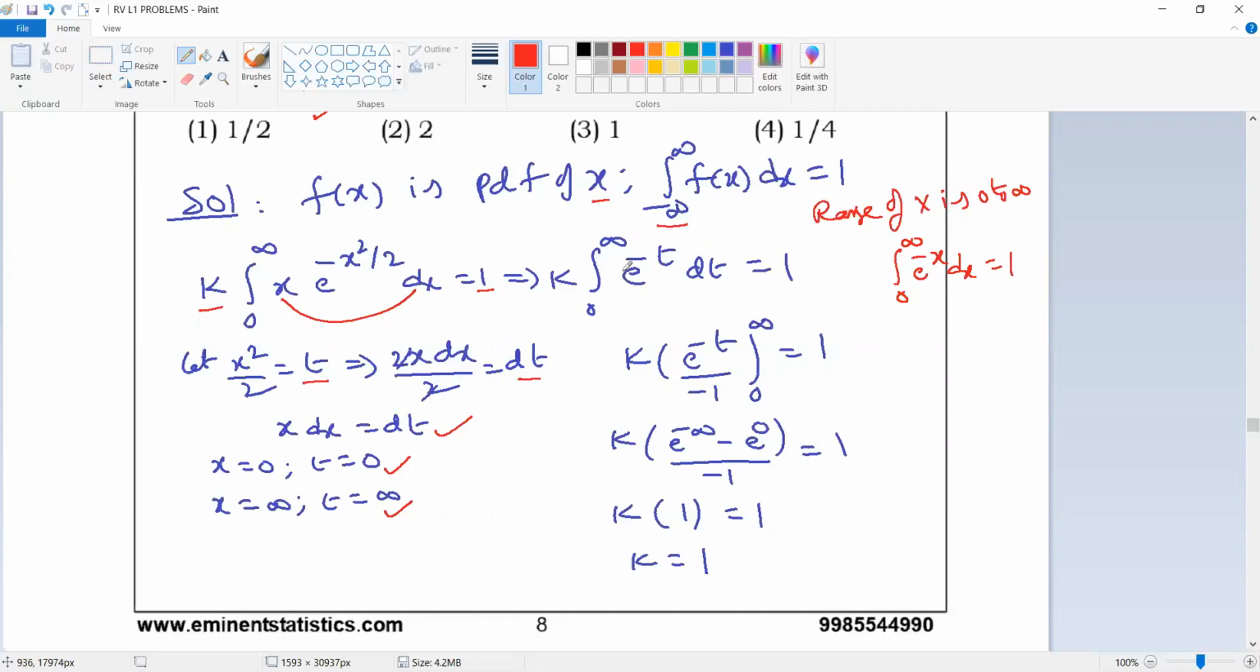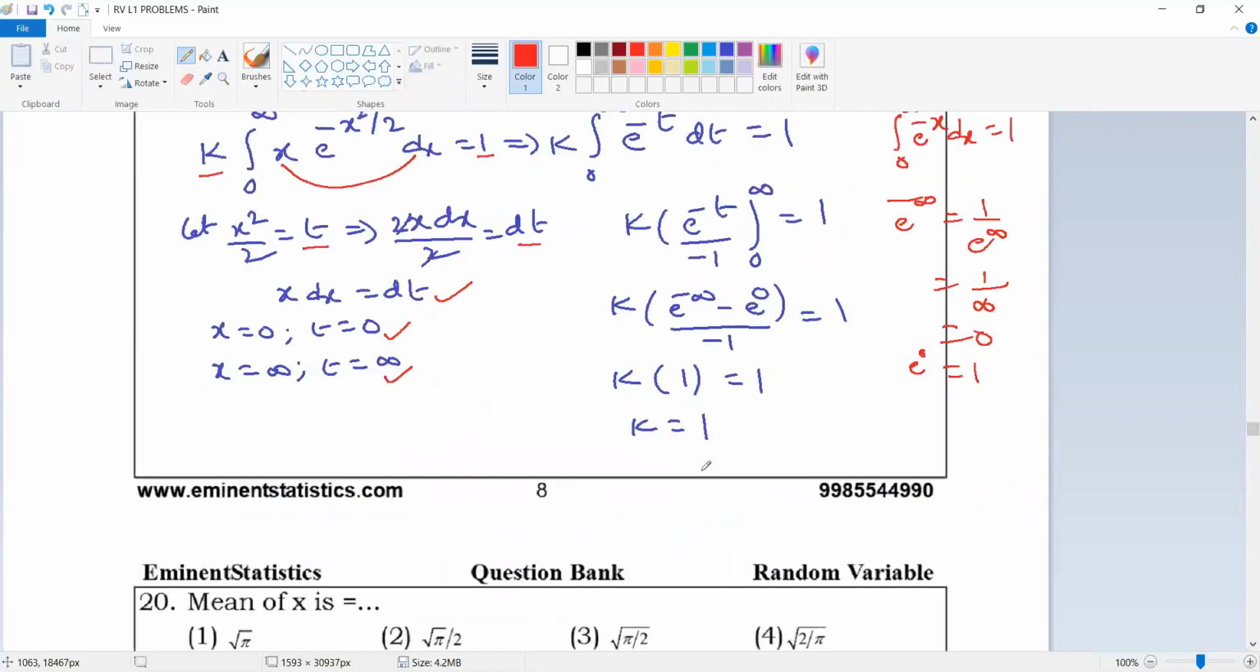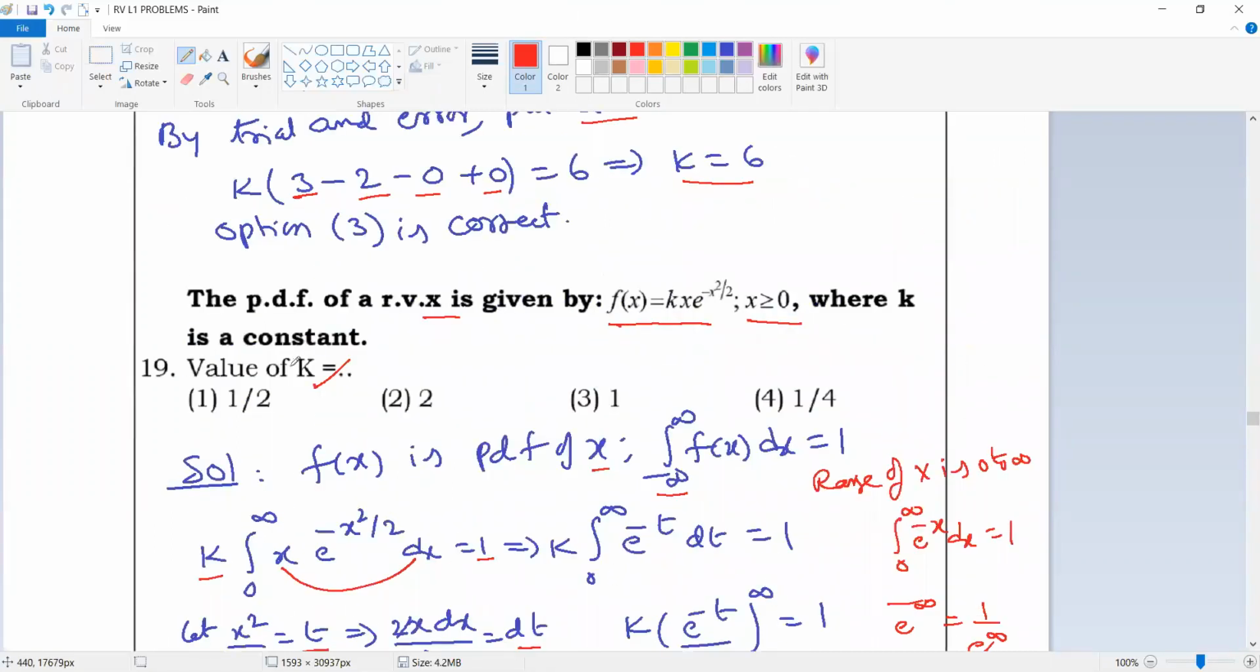But here the procedure is given: k into the integration of e power minus t, that is e power minus t by minus 1, from 0 to infinity, is equal to 1. So e power minus infinity is always 1 by e power infinity. That is 1 by infinity, which has value 0. So e power 0 value is equal to 1. Now substitute the k value 1. This is the final answer. It is a very, very important model from the national-wide examination point of view also.